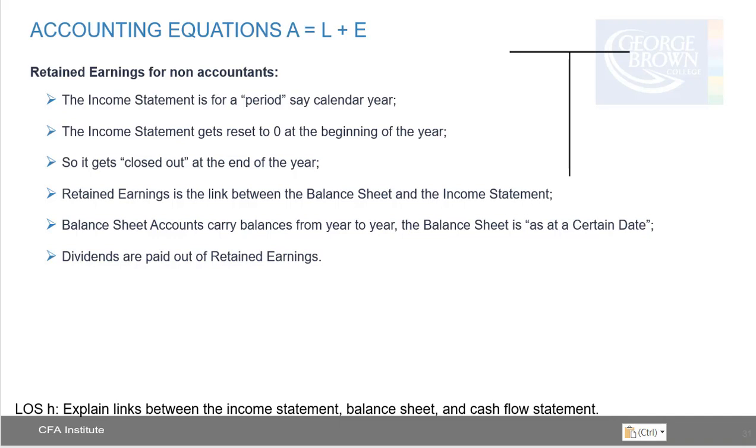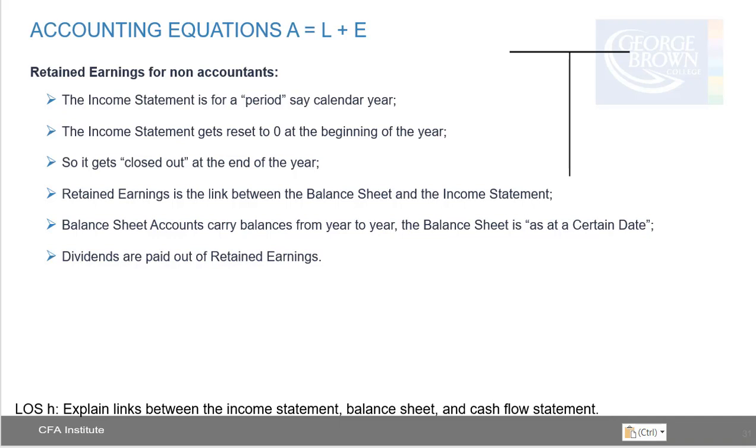But if there's a net income, positive net income or loss, that has to be transferred over to the balance sheet. We do that by closing out the income statement and transferring the balance to the balance sheet. And the balance sheet account is retained earnings. And retained earnings is therefore the link between the balance sheet and the income statement.